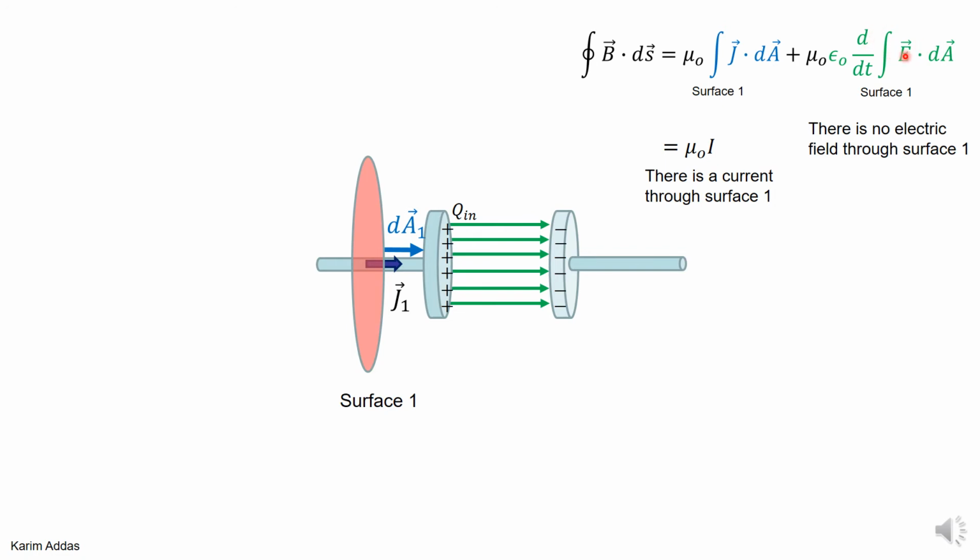But for surface number 1, there's no electric field here. So there's no change in electric field here, and so this gives you a 0. There's no displacement current through surface number 1. So that means integration of B dot ds is mu naught times I.